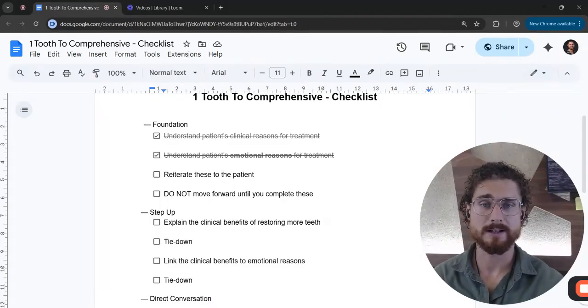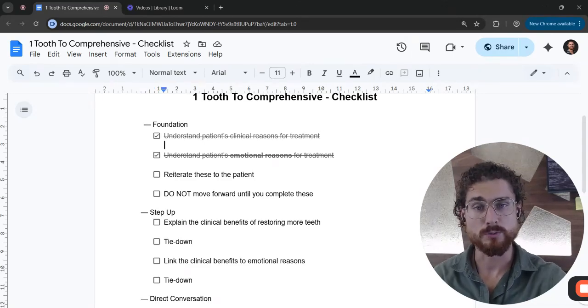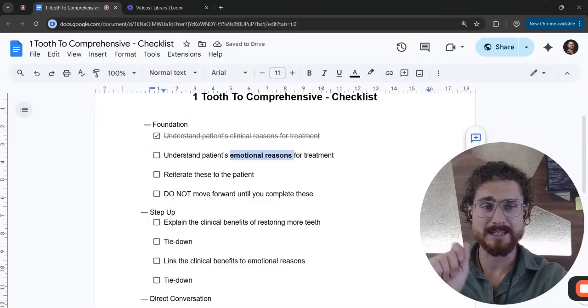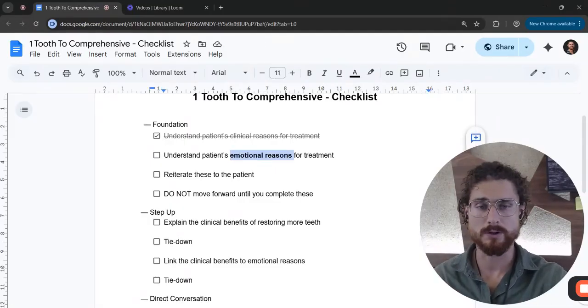Why do they care about aesthetics? Are they trying to get into the dating scene again? Are they trying to advance their career? Were they criticized by someone? When you know this emotional reason, it unlocks the key to going to a larger amount of treatment. So if you can't get this, you can't move forward.